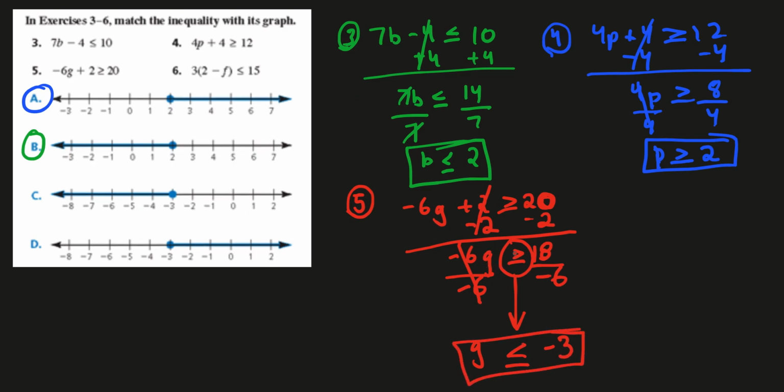So let me double check here. We divided by a negative number, so greater than or equal to switches to less than or equal to -3. And less than or equal to -3 matches option C.